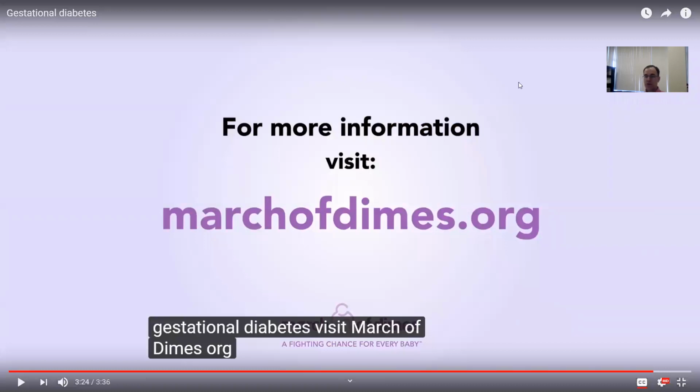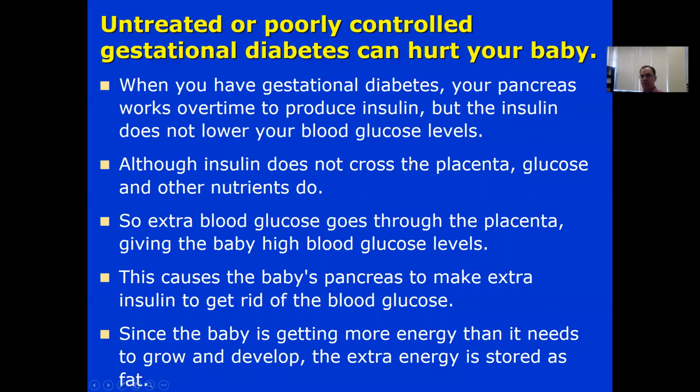All right, so that was an overview of gestational diabetes, and now we're going to talk a little bit more about it and then the pathway of how it potentially could develop. So when you have gestational diabetes and it's poorly controlled or untreated, it can really hurt your baby.